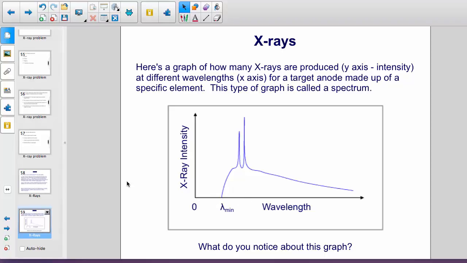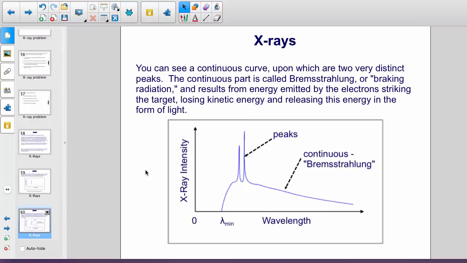Here's a graph of how many X-rays are produced, the y-axis is the intensity, at different wavelengths, represented along the x-axis. For a target anode made up of a specific element, this type of graph is called a spectrum. It's an X-ray spectrum. As you look at this graph, what do you notice about it? When you look at the X-ray spectrum pictured below, you can see that it consists of 2 key parts. One is a generally smooth distribution and a couple of peaks.